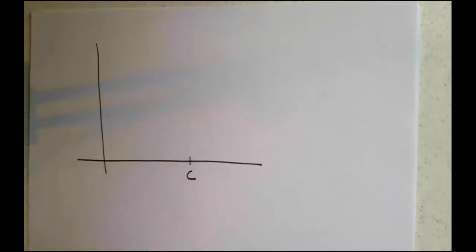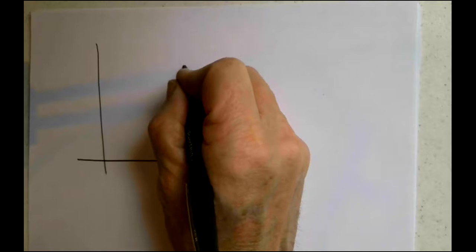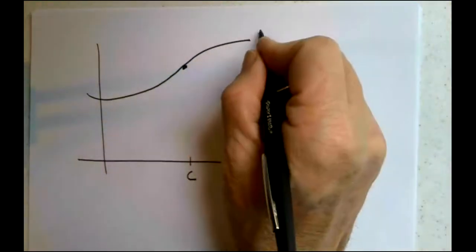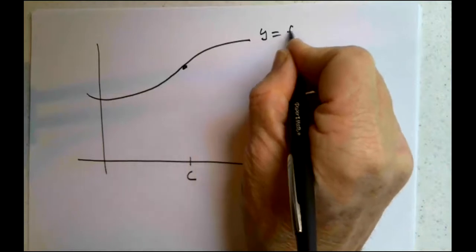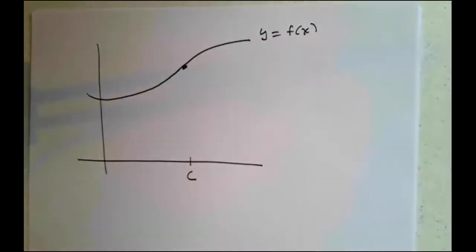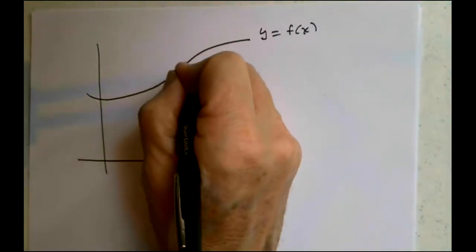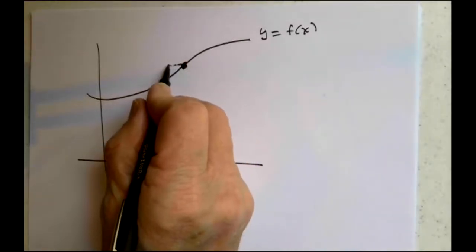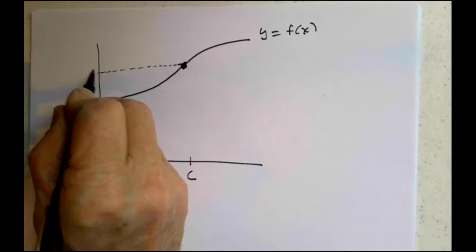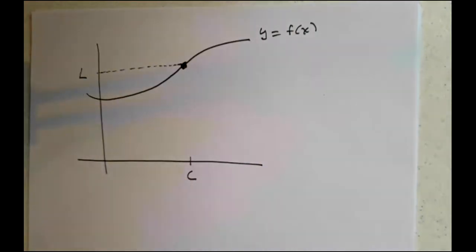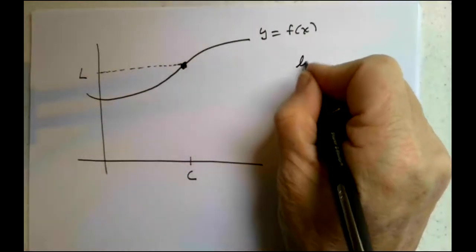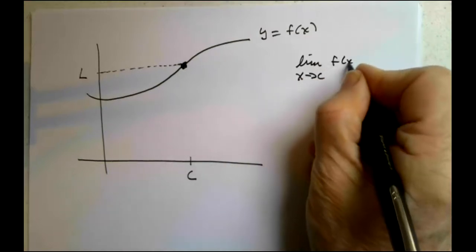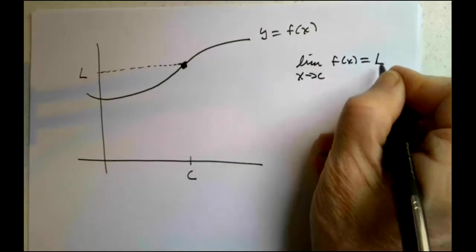We are approaching C. Here is f of C of some function y equals f of x. So this is the point C, f of C, but I'm going to also call that L for the limit. Okay. So what I want is the limit as x approaches C of f of x to equal L.